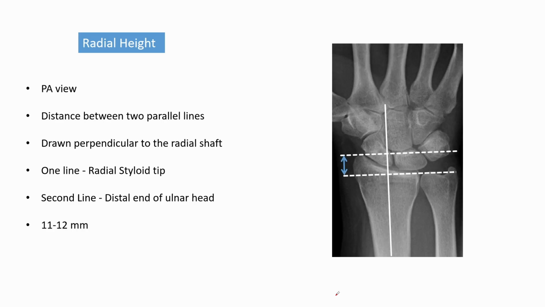The normal radial height is 11 to 12 millimeters. You are also asked the acceptability criteria for reduction in distal radius fracture. So for radial height, the radial height should not be less than 5 mm of the normal radial height, or as compared from the other side.